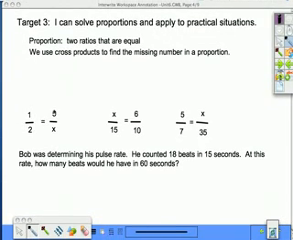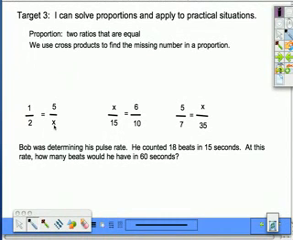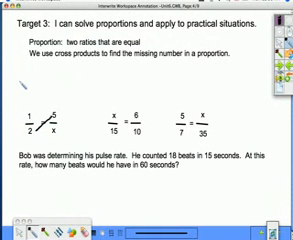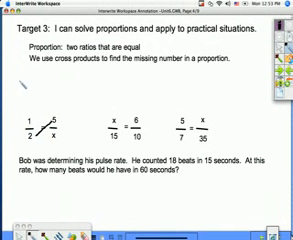1 to 2 is equal to 5 to x. We need to figure out what the x needs to be. So we know that in a proportion, cross products are equal. So I can take 2 times 5 by cross on my mean diagonal. 2 times 5, and that will equal my other cross product of 1 times x.